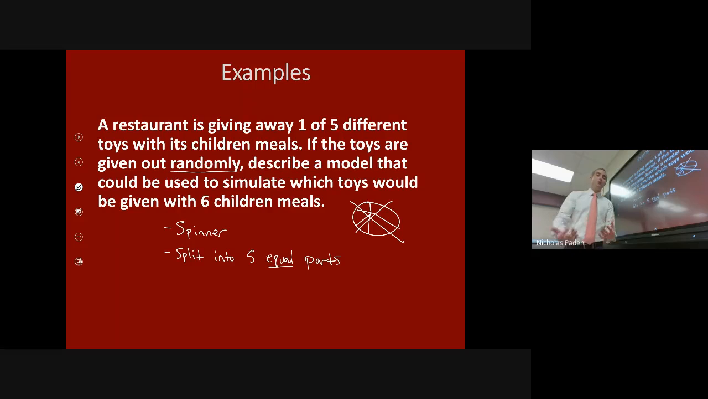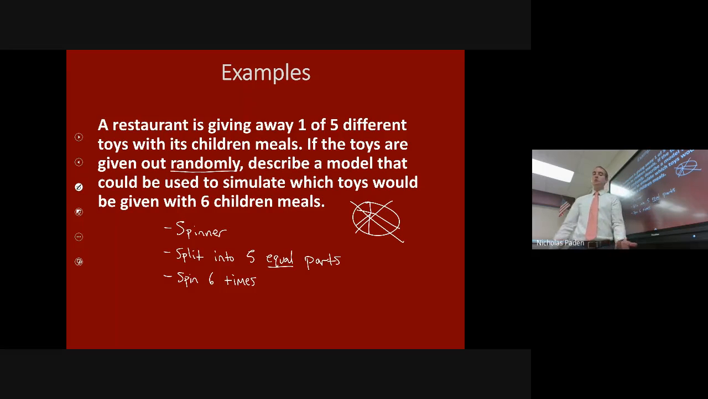And then how many times are we going to do this? Well, read what the question says. We're trying to see how many would be given with 6 children's meals. And so we would spin 6 times. So each part represents a different toy. And we would split that spinner into 5 equal parts.